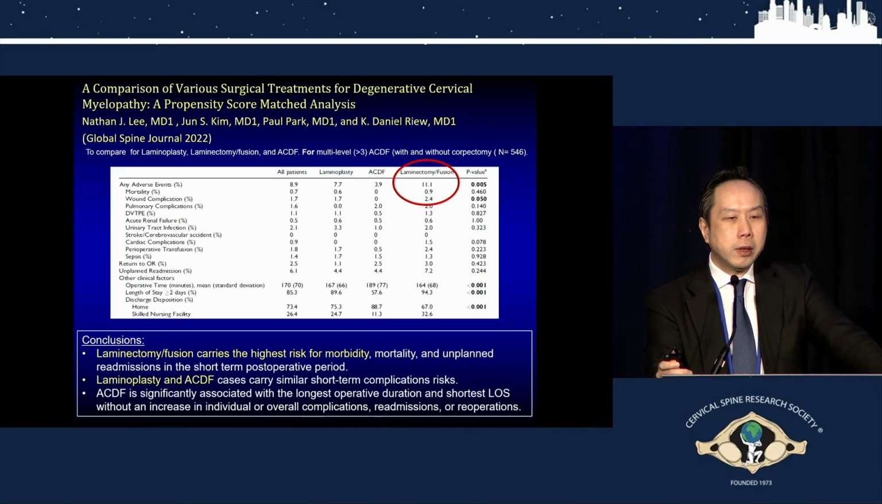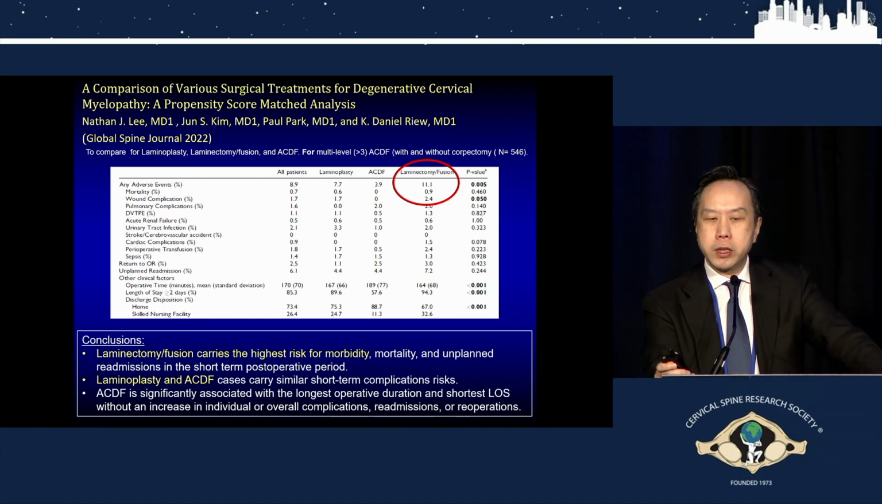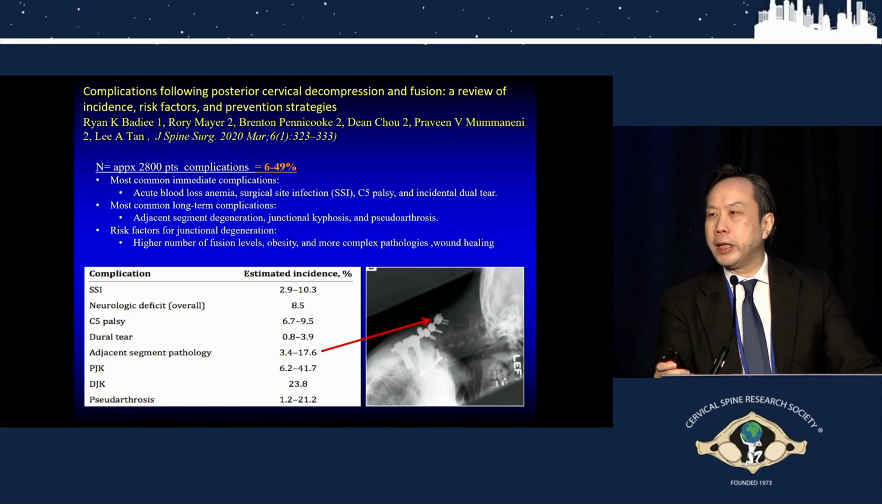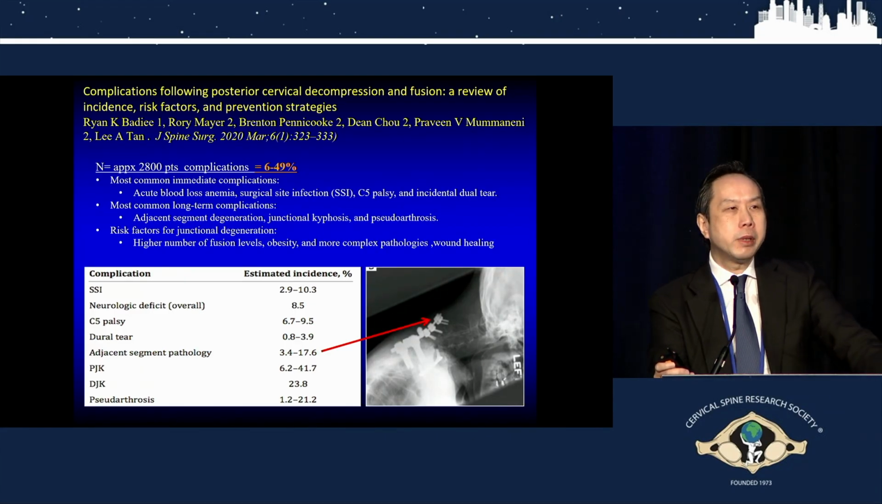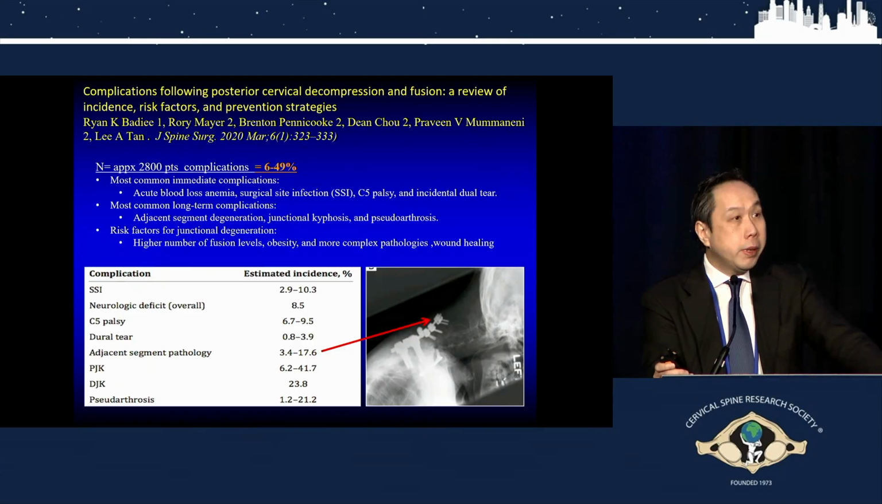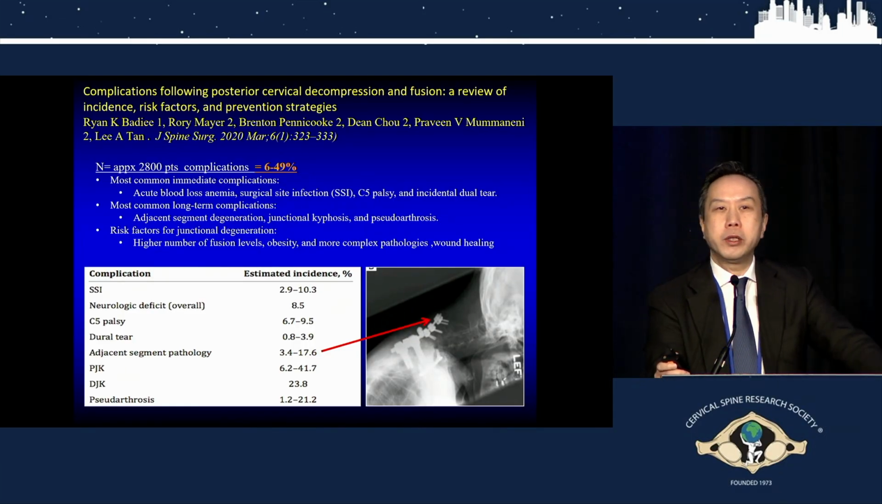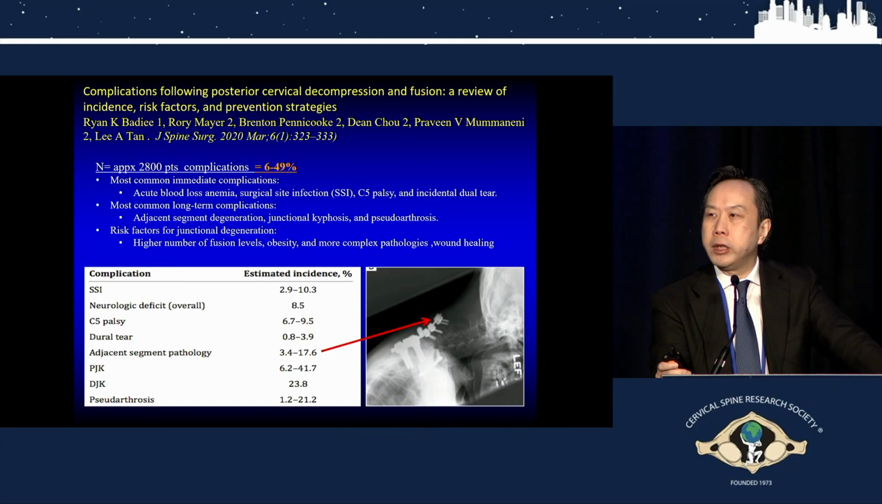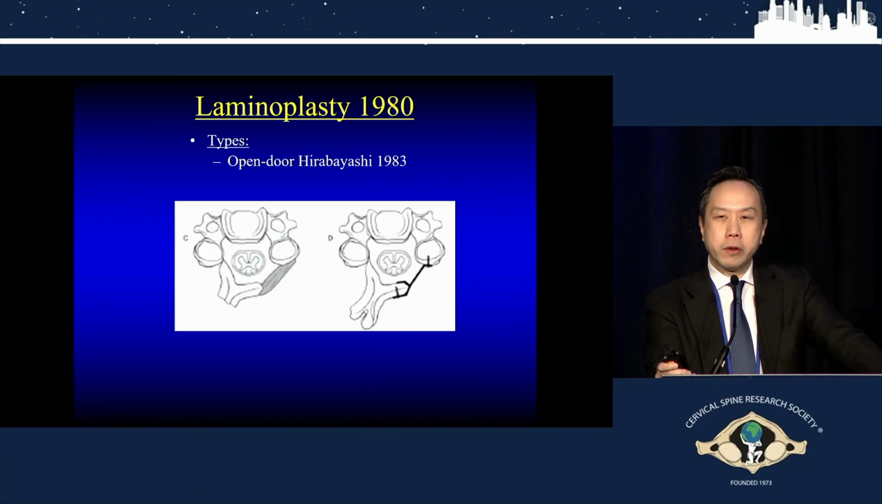But if you look at this one, Dr. Lee and Dr. Ru have highlighted that in a propensity match of 3 levels and above, comparing anterior surgery, laminoplasty, and laminectomy and fusion, laminectomy and fusion carries the highest risk of morbidity, complication, and mortality for these patients. Taking a closer look at another meta-analysis, at what types of complications laminectomy and fusion may have: maybe a higher rate of C5 palsy compared to anterior surgery and laminoplasty, a higher pseudoarthrosis rate of about 20% or so, dural tear, and also implant-related problems such as PJK and DJK.